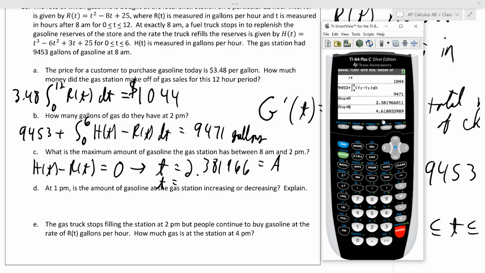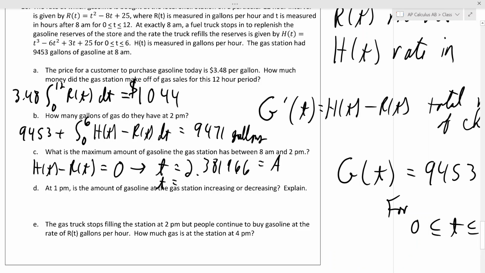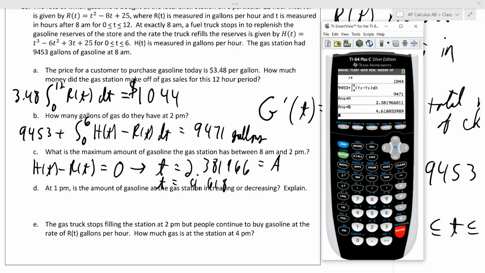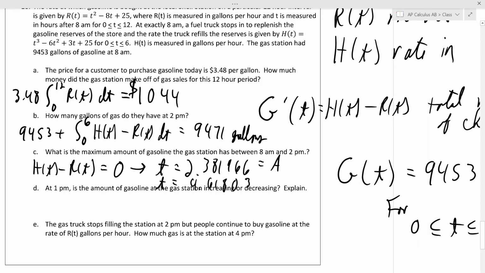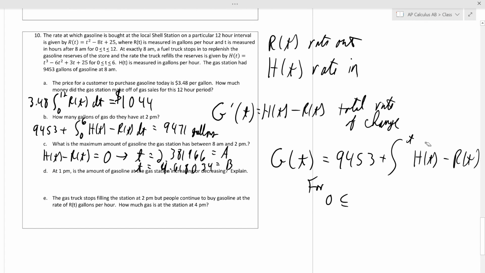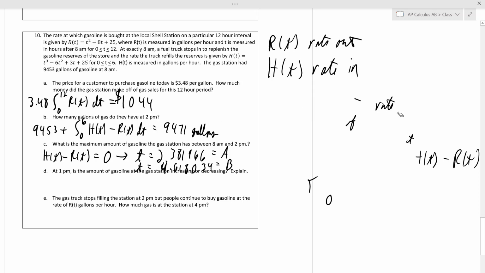It's 4.618034. Okay, that's a 4 there. Cool, I'm going to say that's B. So I got to erase my work over here because I did not space this out correctly when I formatted this document.